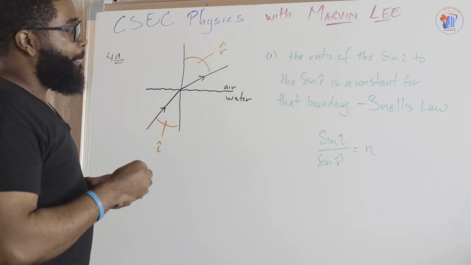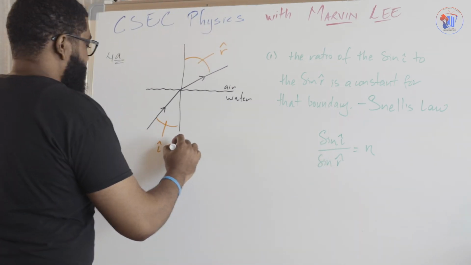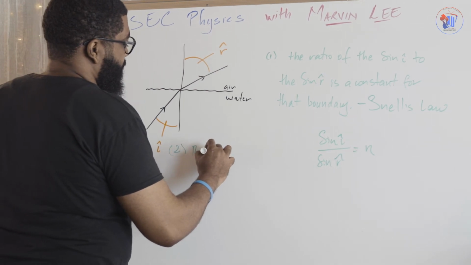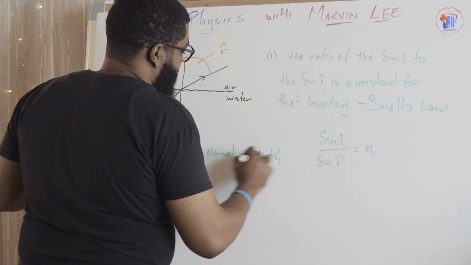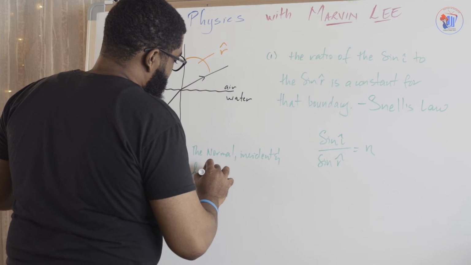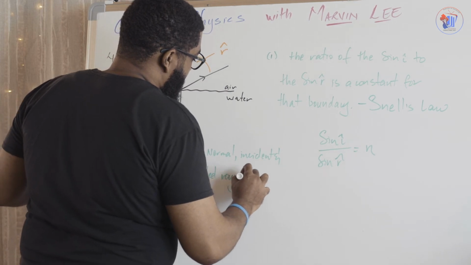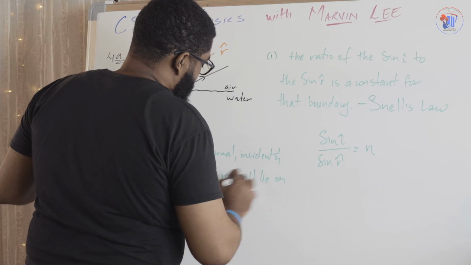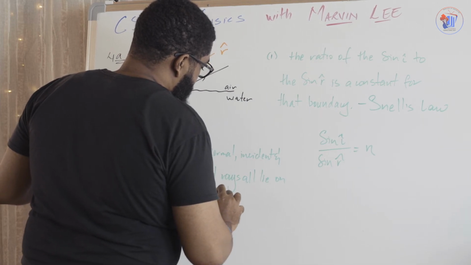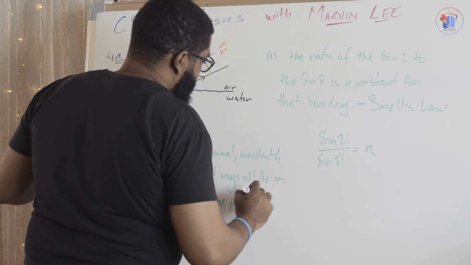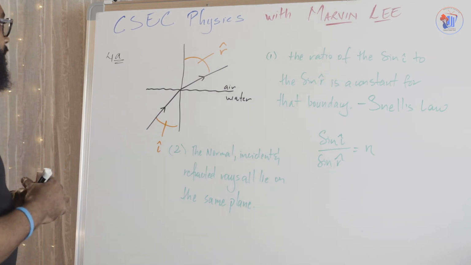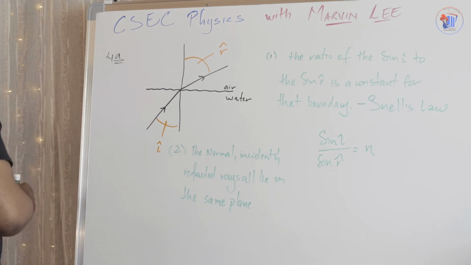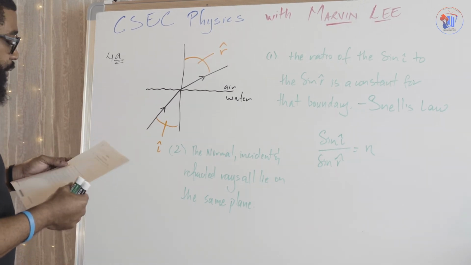So the second law is the normal, incident, and refracted rays all lie on the same plane. And that's it. With the aid of a diagram, the two laws of refraction. And this was worth 4 marks. A whole 4 marks.